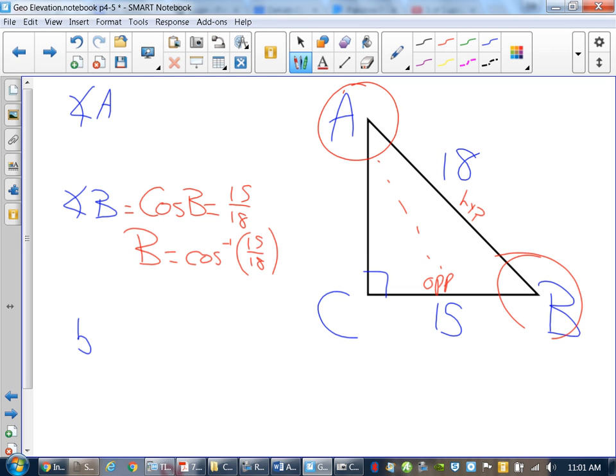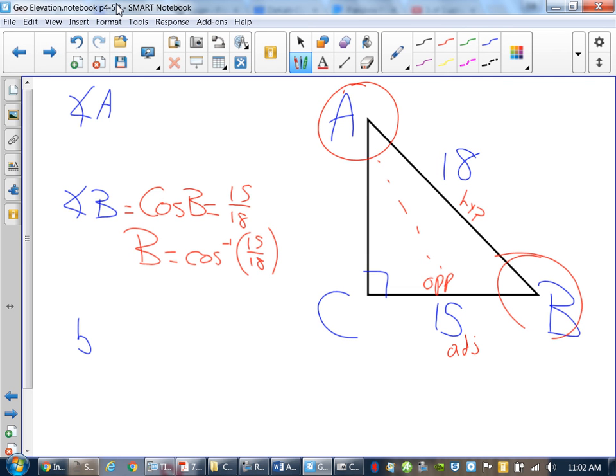How did you just know to pick the adjacent and then the hypotenuse? Why couldn't it be the opposite? Because I said, let's start and find angle B first. If I wanted to find angle A first, 15 is its opposite. 18 is always the hypotenuse because it's across from the 90. If I started at angle B, 15 is its adjacent, because the opposite and adjacent flip-flop depending upon which angle you're at.